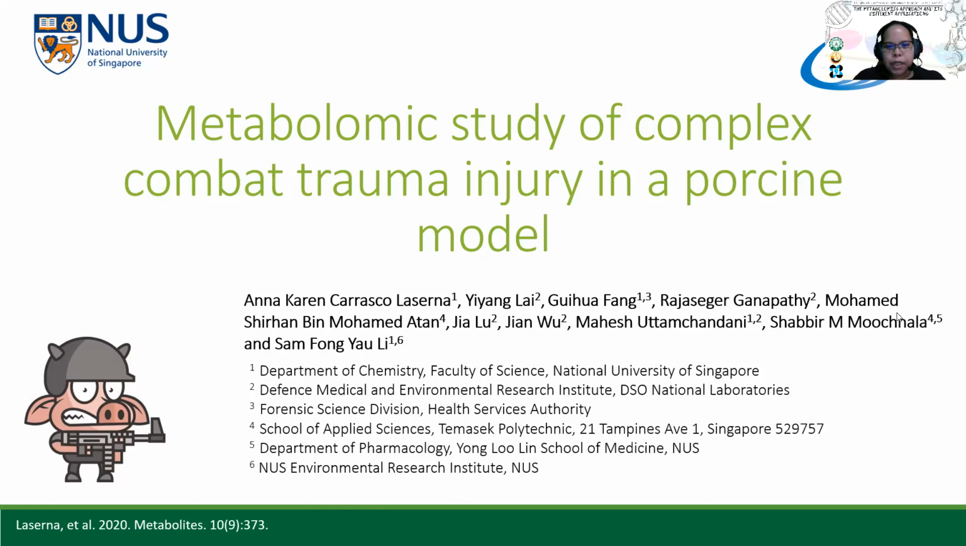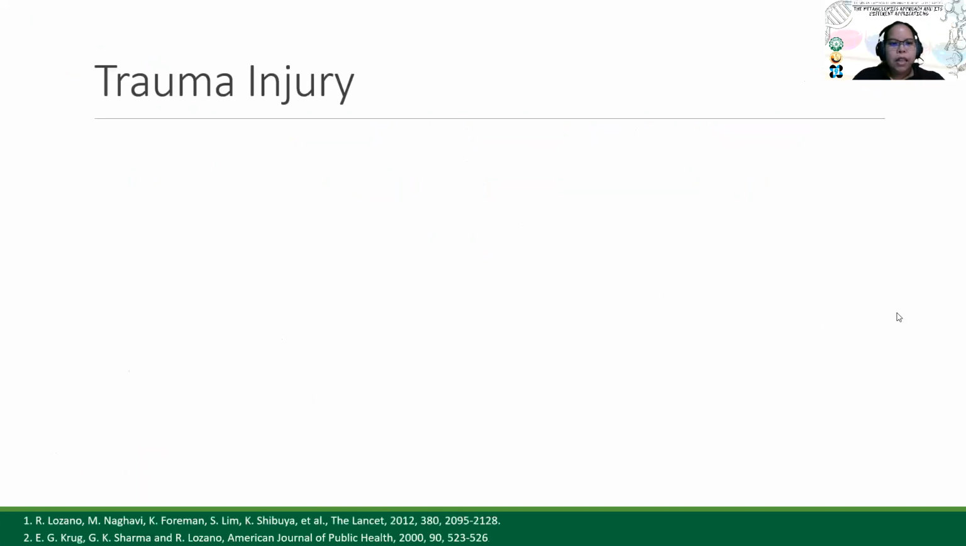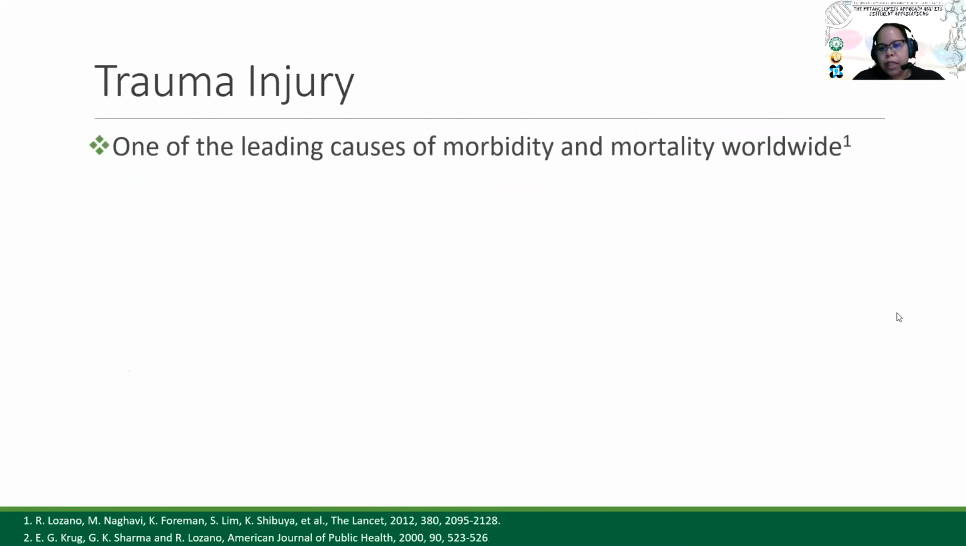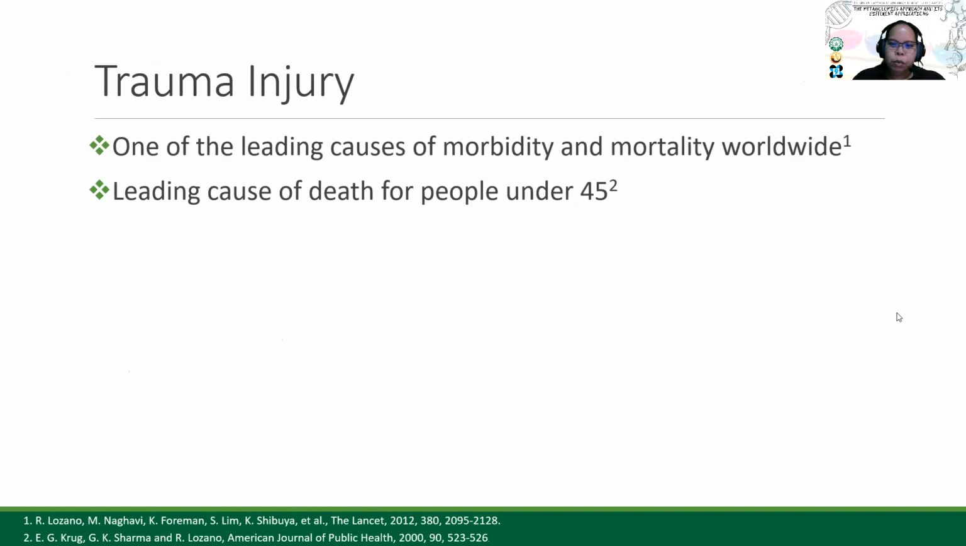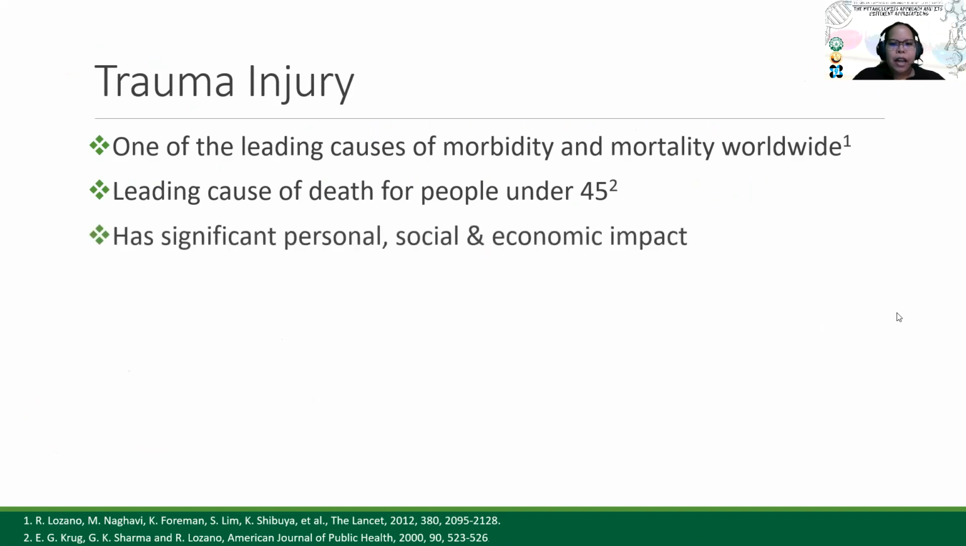So for this particular presentation, I will present on the metabolomic study of complex combat trauma injury in a porcine model. A porcine model is a pig model. Trauma injury is one of the leading causes of morbidity and mortality worldwide, particularly for people under the age of 45. And as you can imagine, this is the age wherein people are at their prime. They have significant contributions to the society, and this results in significant personal, social, and economic impact when trauma injury occurs.